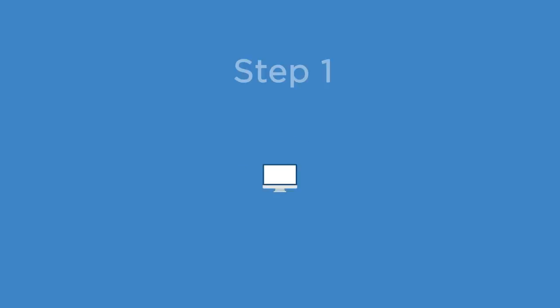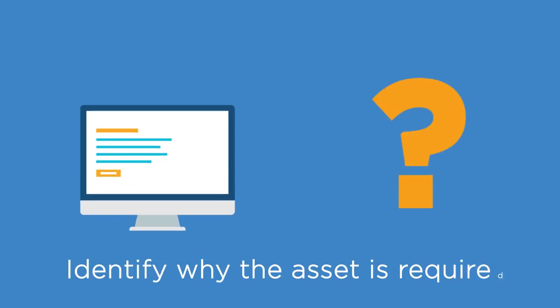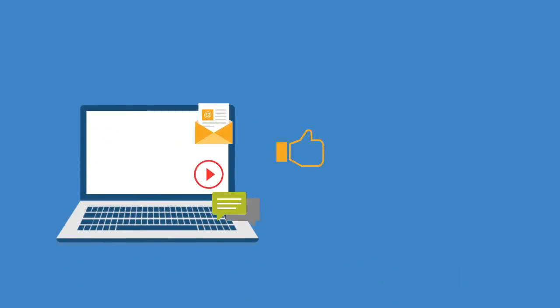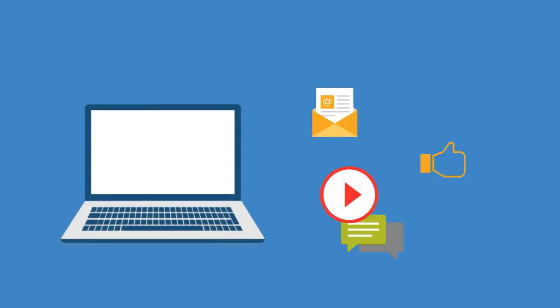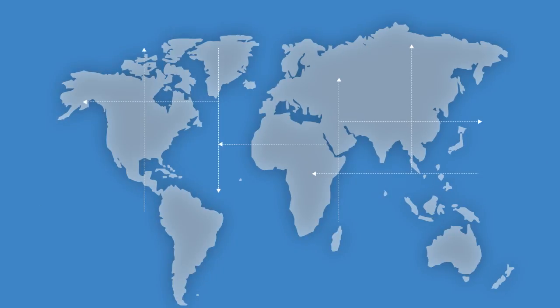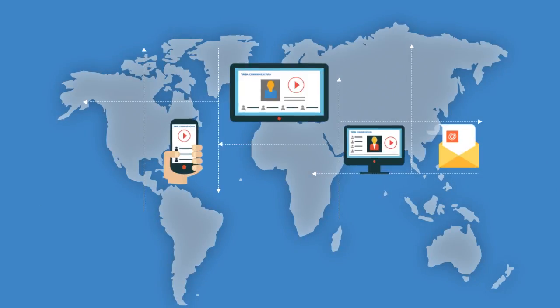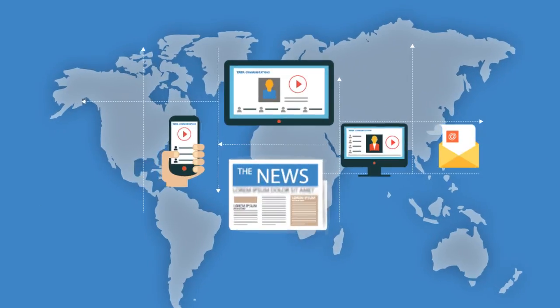Step 1. Identify why the asset is required. This is related to the end use for that asset. For example, it could be meant for a marketing campaign like promotion, product launches, or press announcements.